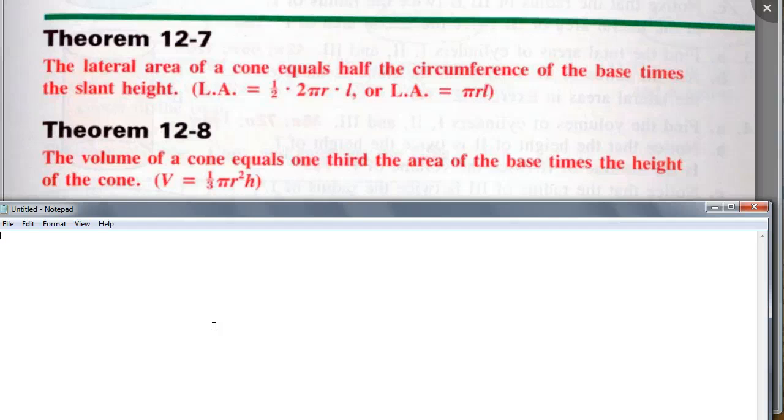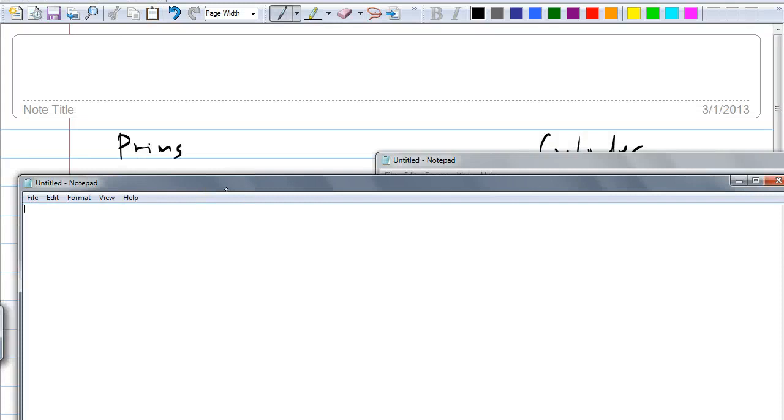I'll wait. Okay, so I have given you all the formulas, all the theorems for this section. There are 4 of them. So let's summarize this after you write it down. Let's summarize what we learned so far.